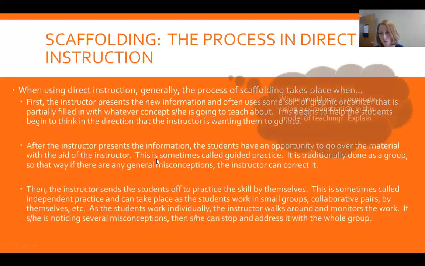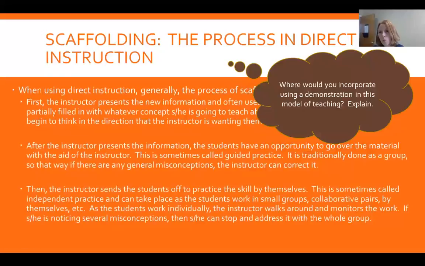But let's consider a few questions. Where do you think that you would actually incorporate a demonstration or the use of a demonstration in this model of teaching?